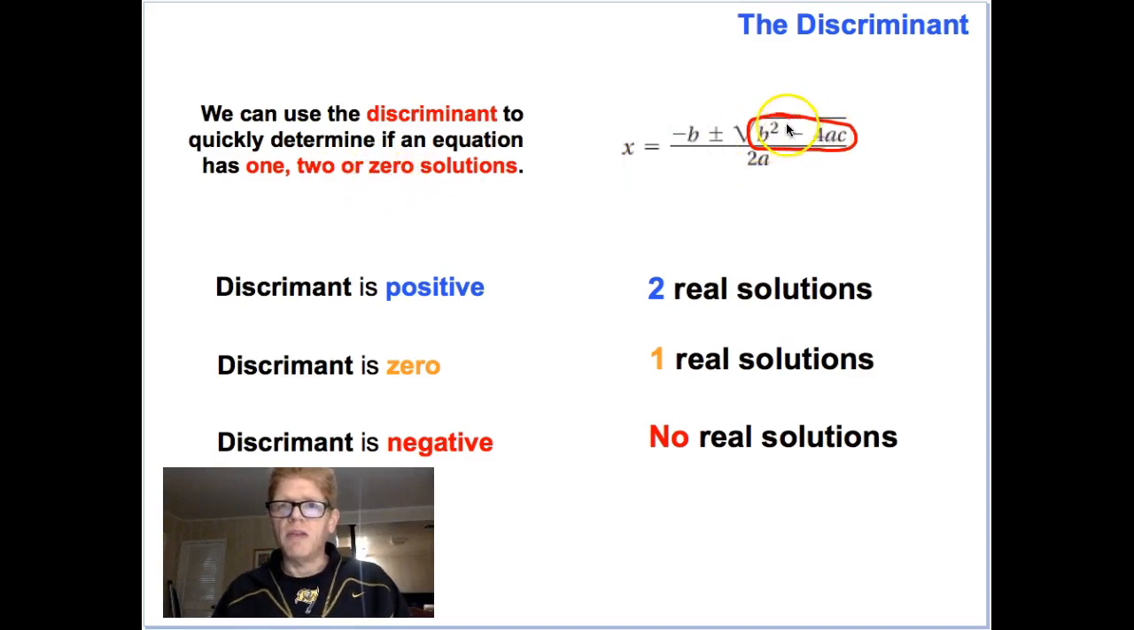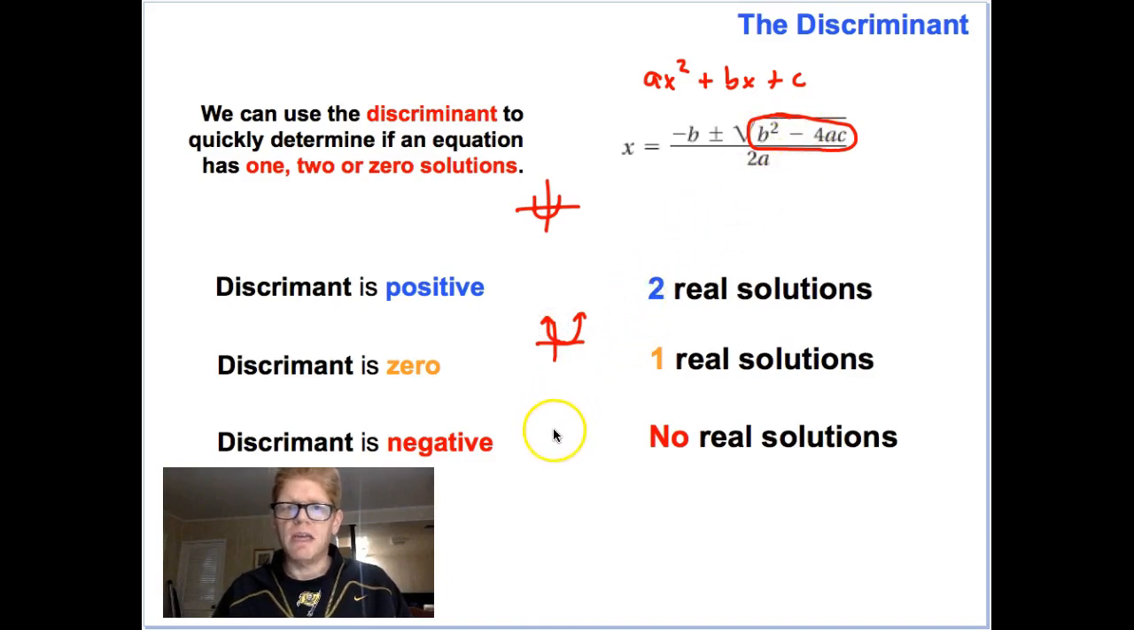Because once you evaluate this with the different parts of your standard form quadratic, once you plug those pieces in, if you get a positive value, then your parabola is going to be intersecting the x-axis at 2 points. It will have 2 real solutions. If it has a discriminant of 0, if this all works out to be equal to 0, then you have 1 real solution, which means the quadratic is only touching at 1 point there. And then if the discriminant is negative, then it has no real solutions, which means that the parabola doesn't intersect the x-axis at all.